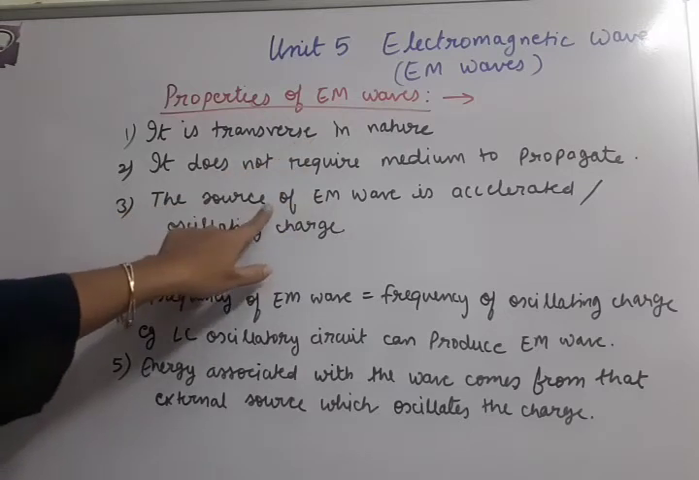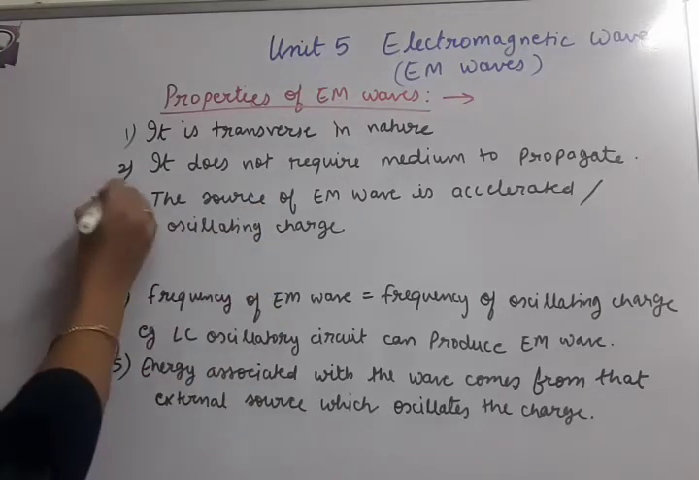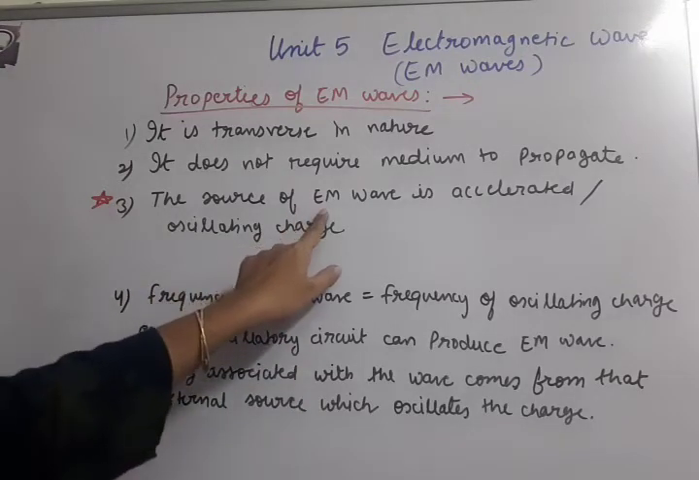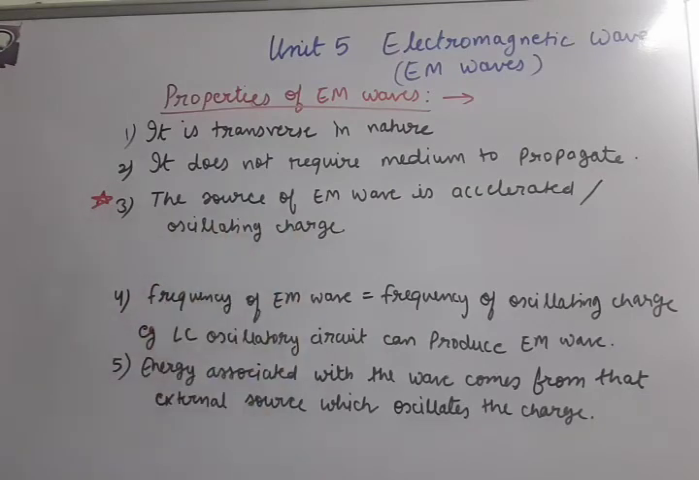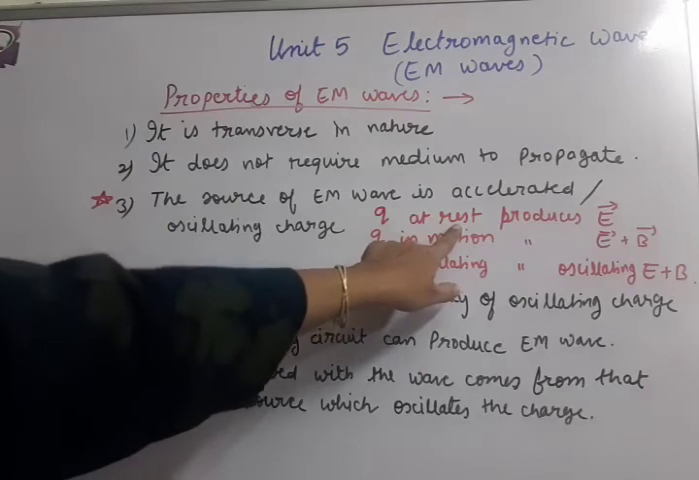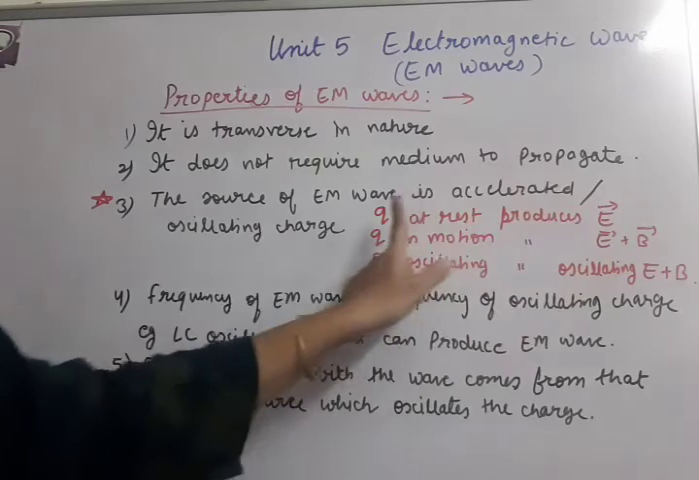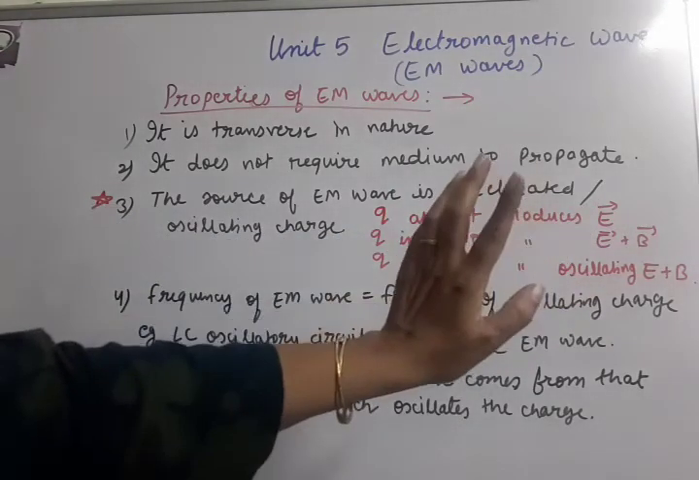Then what is the source of EM wave? So this is very important question. The source of EM wave, you have to remember, source of EM wave is accelerated or oscillating charge. Now how we'll understand it? See, you already know that charge at rest produces electric field. We have studied if a single charge is present, electric field due to that is kq by r square.